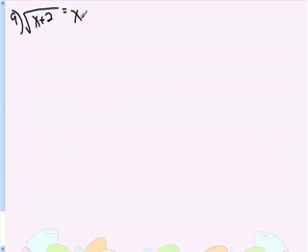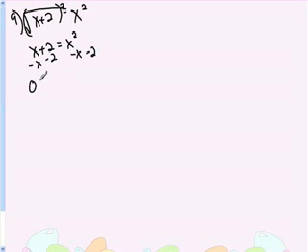Square root of x plus 2 equals x. My radical is already isolated, so I can square it. So I'm going to get back x plus 2 equals x squared. Again, when you have a square and an x, everything needs to be on the same side. So I'm going to subtract my x and subtract my 2. Get 0 equals x squared minus x minus 2.